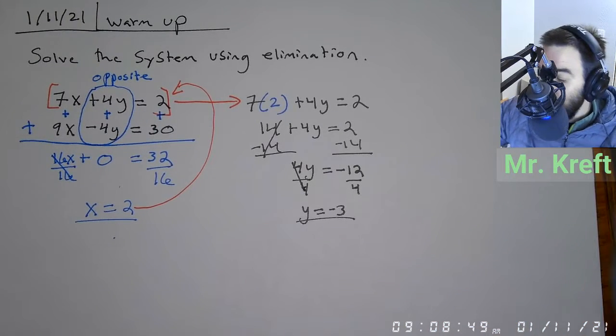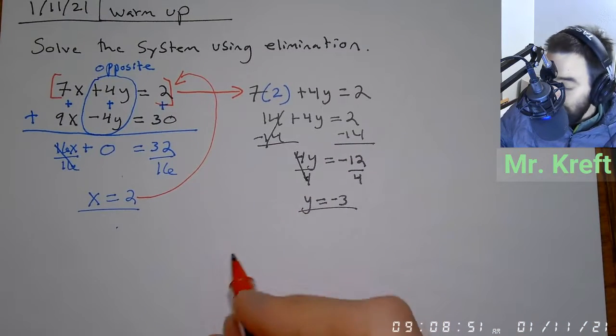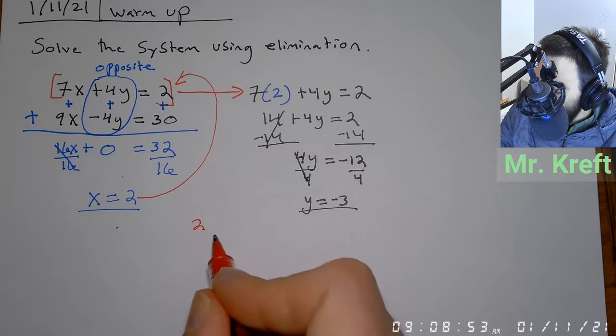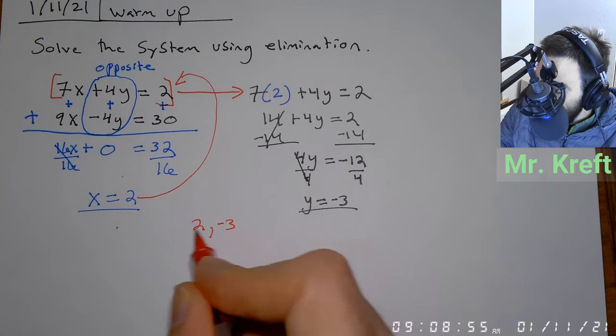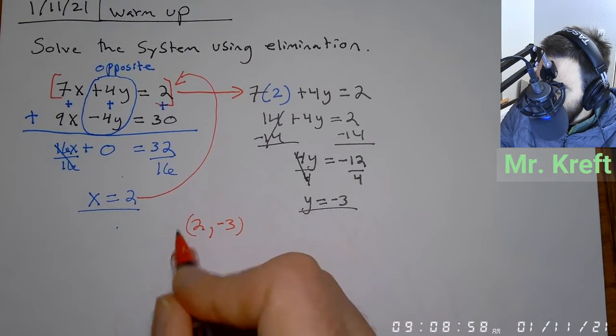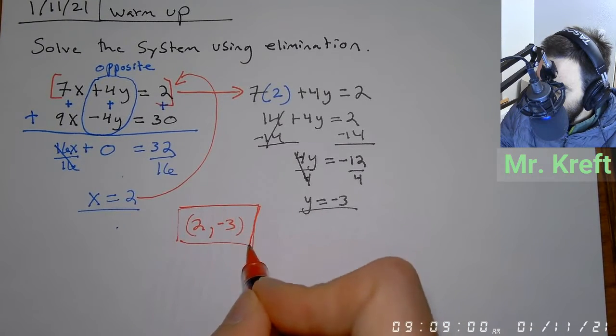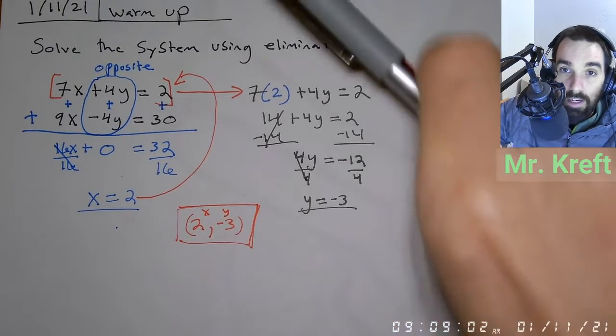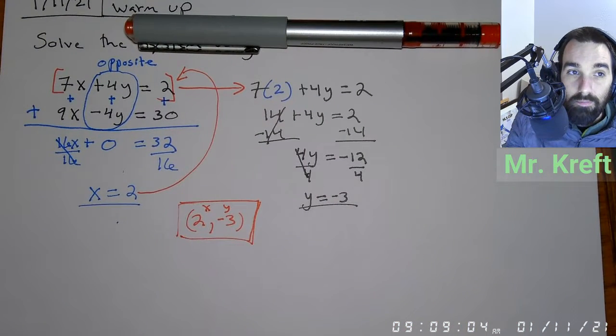So I have my two answers. The only thing that's left is to write them as a point. So I'm going to write my answer as (2, -3). Right? My x comes first, my y comes second.